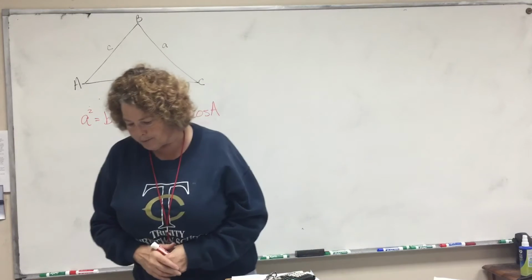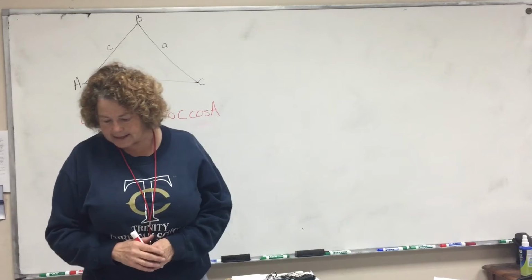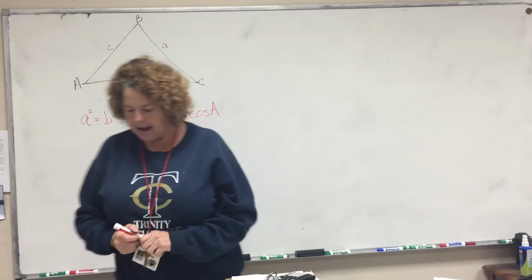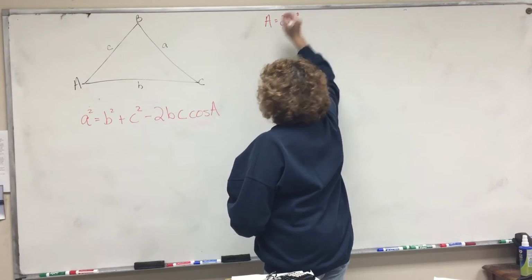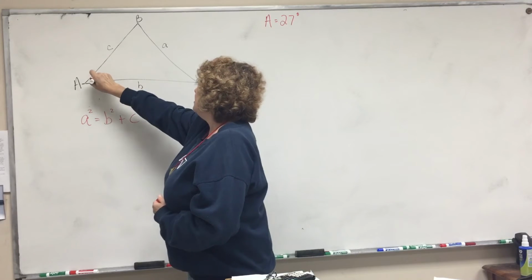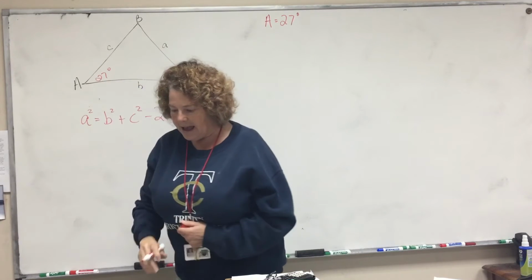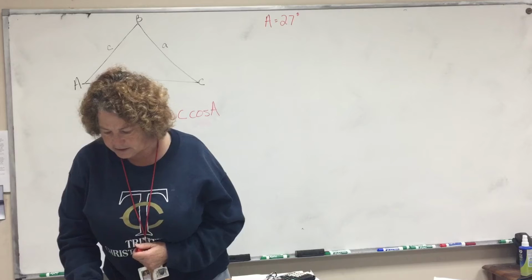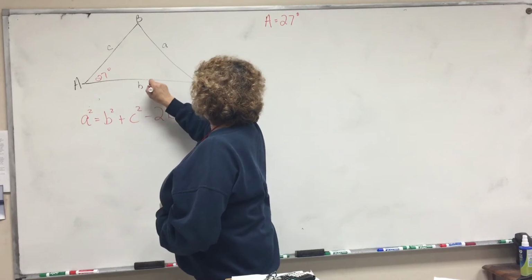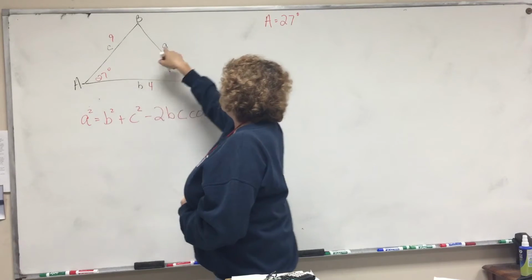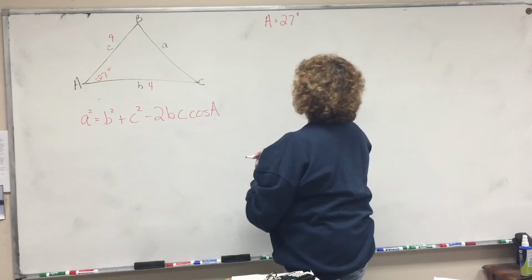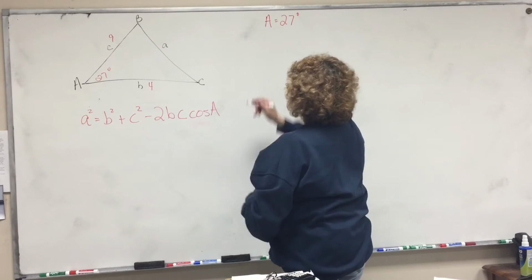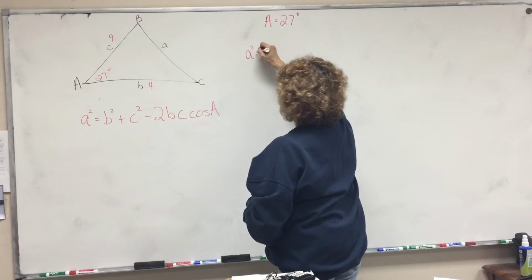So if I look at example 1 in our book, it says find a in triangle ABC. If A is 27 degrees, so it's giving us the angle, and B is 4 and C is 9. So B is 4 and C is 9, and we're looking for a. So they've actually set it up with this ABC exactly in the right place. So we're looking for a.